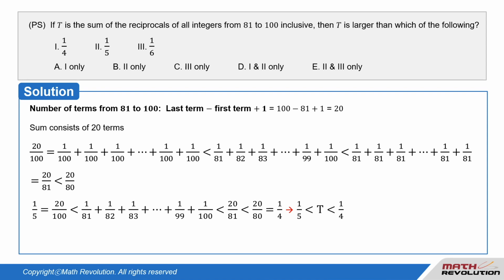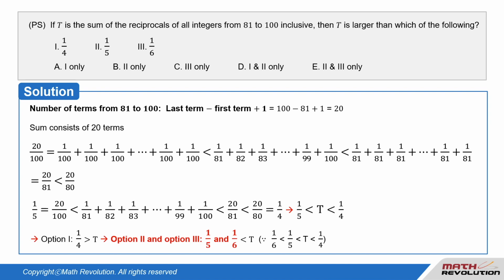over 81 plus 1 over 82 plus 1 over 83 and so on until we get 1 over 99 plus 1 over 100, which is less than 20 over 81, which is less than 20 over 80 equals 1 over 4. Thus the sum T lies between 1 over 5 and 1 over 4. That is, 1 over 5 is less than T is less than 1 over 4.